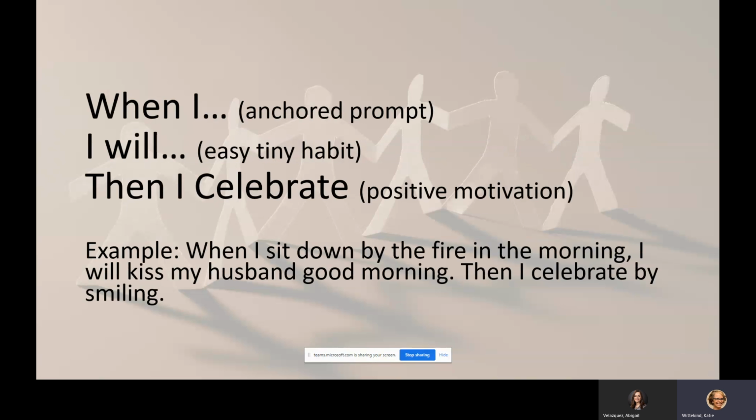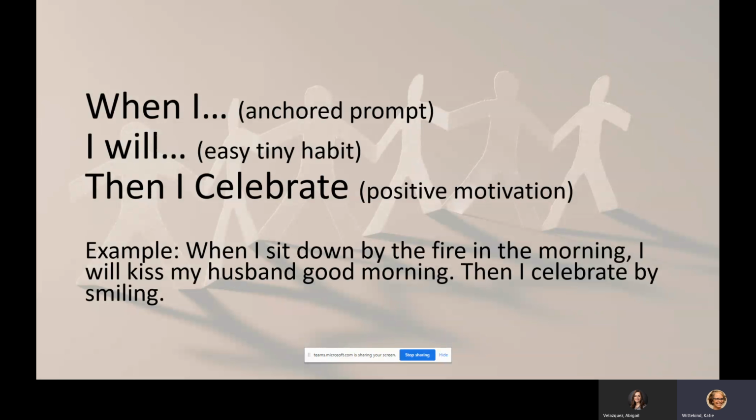So the next step here is to clearly state what it is you're going to do. So it looks something like this. When I, and then that's where you enter in your anchored prompt. I will, and that's where you enter in your tiny behavior that's going to become your habit. Then I celebrate, and then you write down how it is you're going to celebrate.